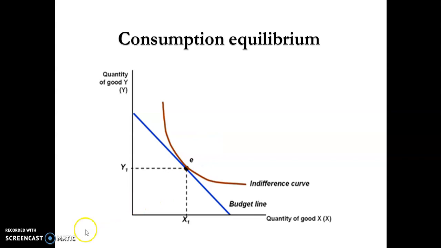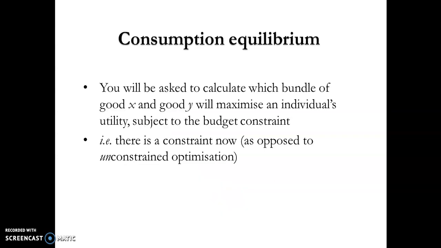And at this point E, importantly, the marginal rate of substitution, which is your ratio of your marginal utilities, the marginal utility of good X over the marginal utility of good Y, is equal to the ratio of the prices of the two goods. So the price of good X over the price of good Y.